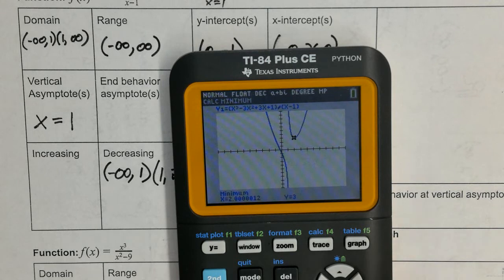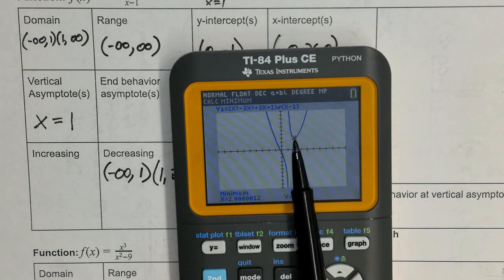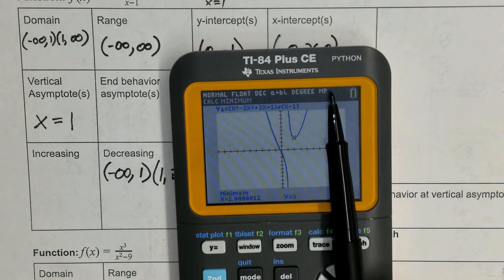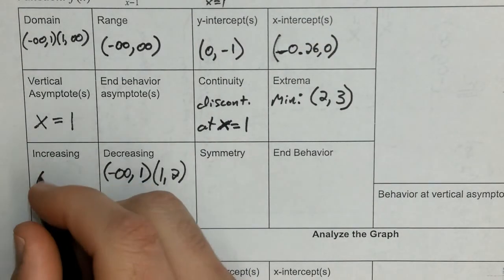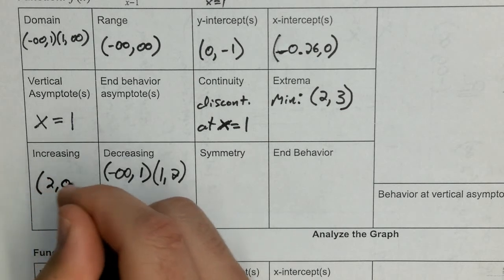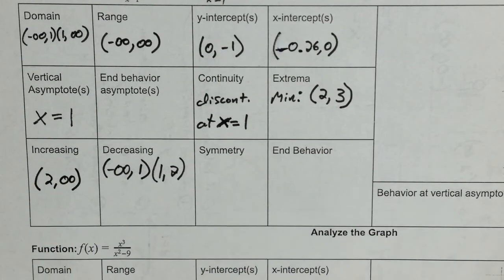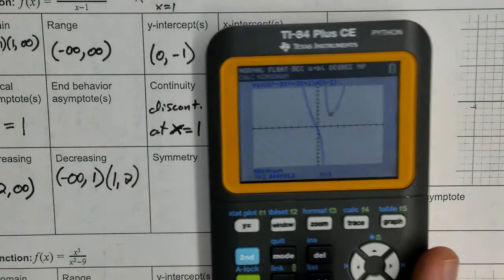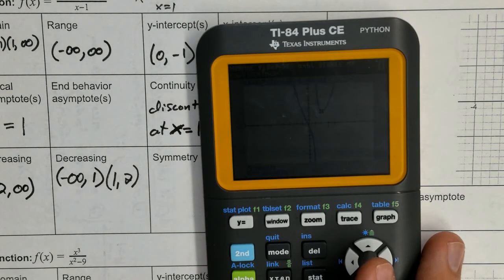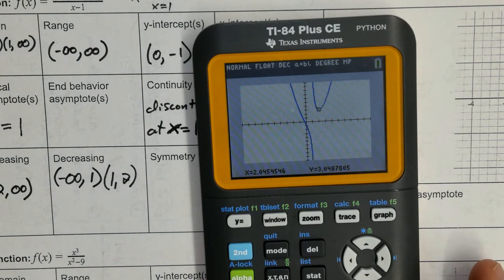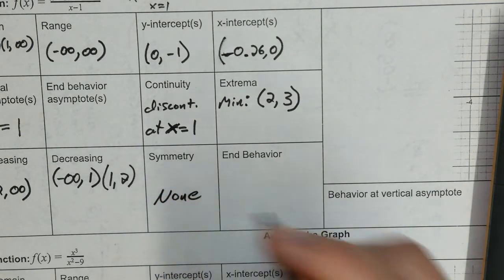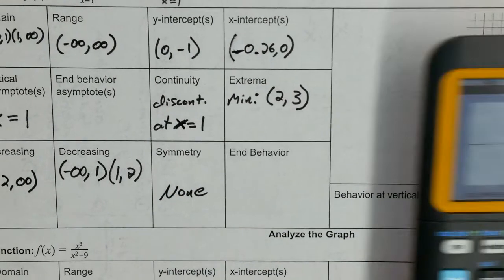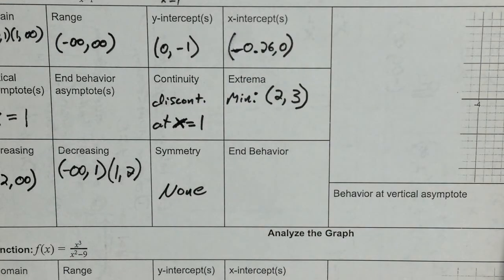Where is the graph increasing then? So here at 2, it starts increasing, and it's going to continue increasing the further you go to the right. So we'd say that it's increasing from 2 to infinity. Does the graph have any symmetry? No. You can pretty much just look at this graph and see that there's no symmetry here. All right, whether it's point symmetry or line symmetry, there is none. All right, what about end behavior and end behavior asymptotes? Okay, so that's what I want to address last here.